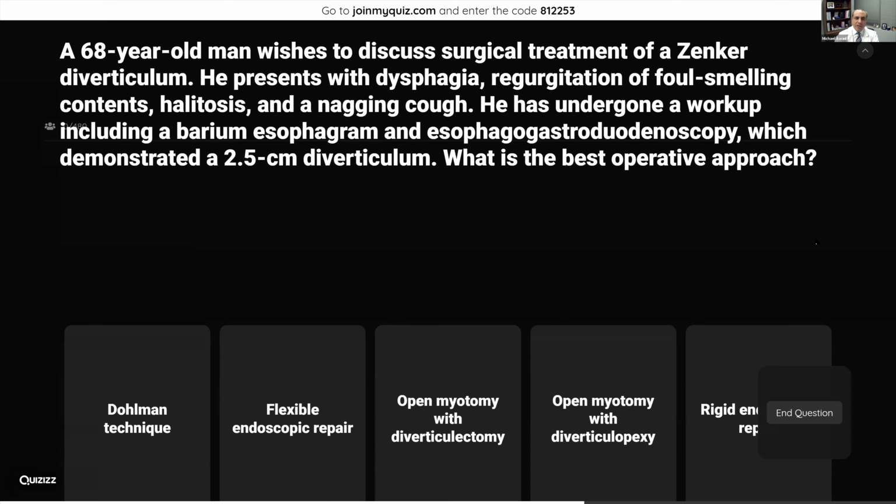Dolman technique, flexible endoscopic repair, open myotomy with diverticulectomy, open myotomy with diverticulopexy, or rigid endoscopic repair.